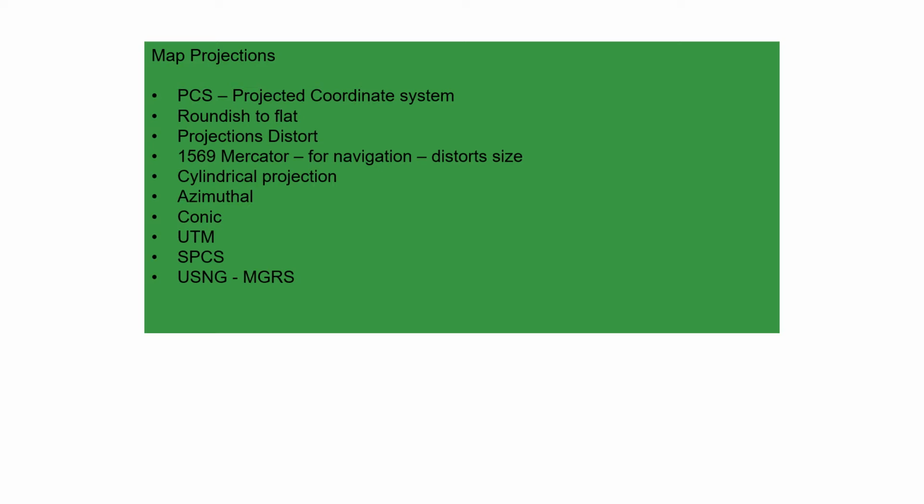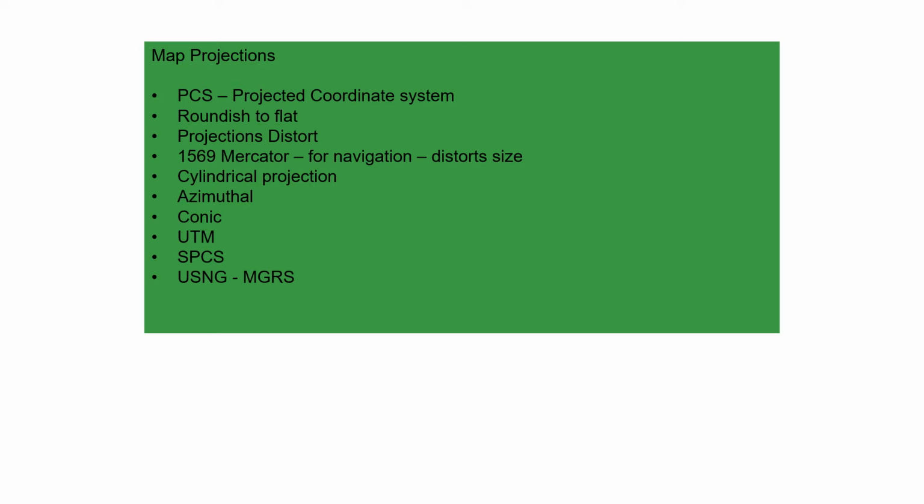We use map projections. Map projections take these round objects that we're calculating these GCSs from and convert them into flat two-dimensional maps. We call those projected coordinate systems, or PCSs. One of the oldest ones we know about is the Mercator, created in 1569 by Mercator. It was used for navigation. It dramatically distorts size. It is a cylindrical projection.